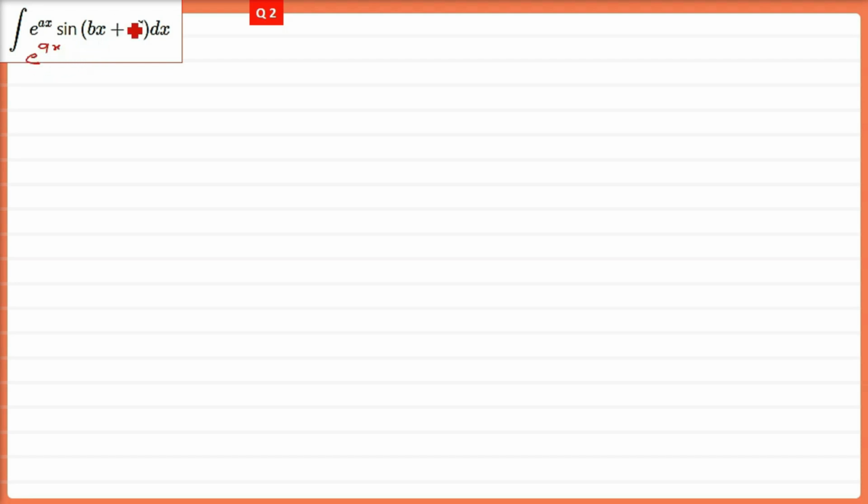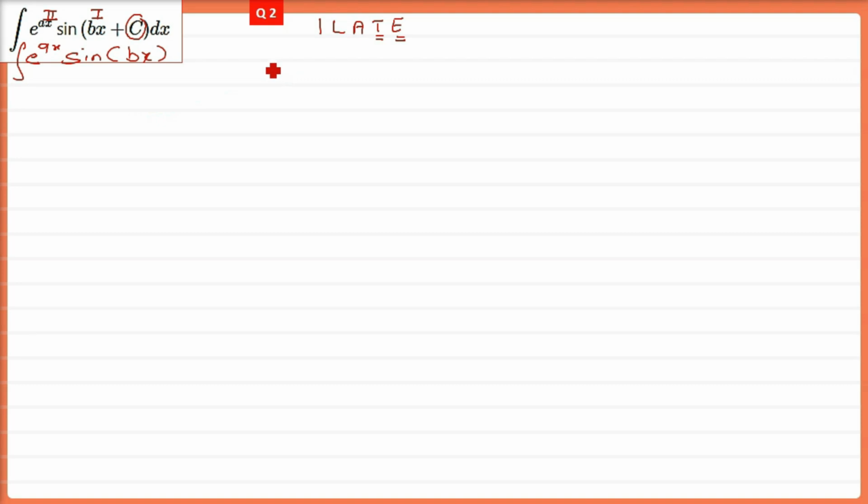Now this kind of question where we have e raise ax sin bx plus c. So we have already dealt with e raise ax sin bx or e raise ax cos bx. Now with this addition of a constant, what will change? So we'll try to prove this and solve this. If you take ILATE, you know that it is inverse, log, algebraic, trigonometric and exponential. So trigonometry will come first, and then exponential will be second. So we'll take this trigonometric as the first function, e raise ax as the second function.